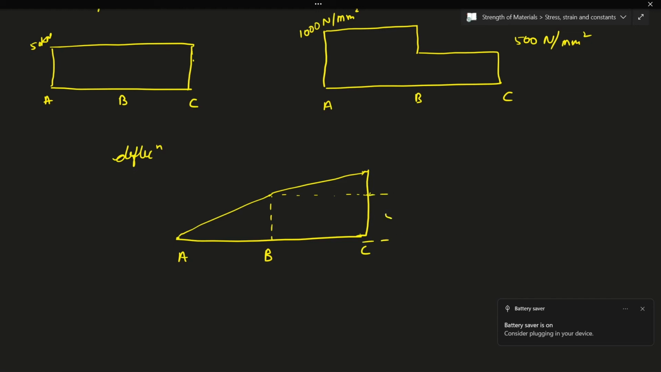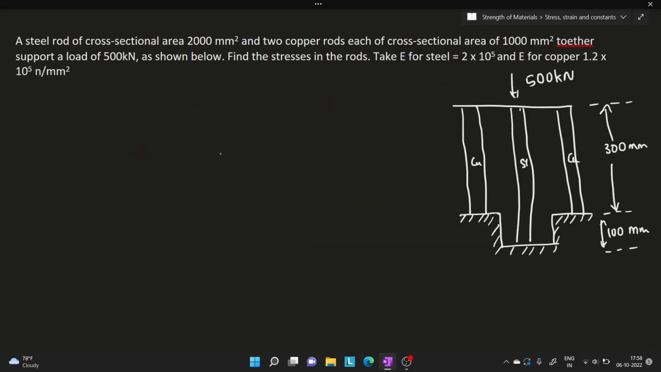So this is 5 mm and this is 2.5 mm. So this is how the total elongation of the body would look like. Okay, now moving on to the last problem of today's video.